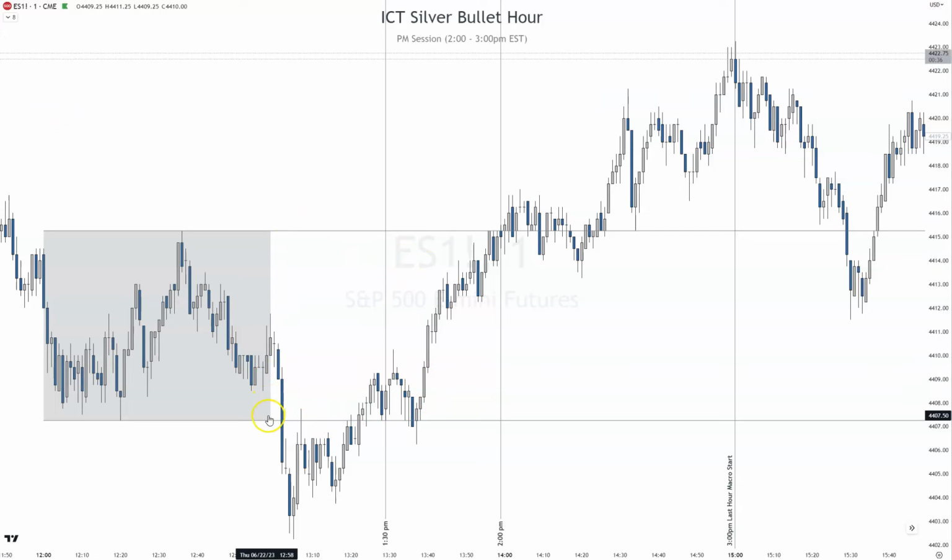So here's 1 o'clock, they sweep liquidity, comes back up. 1:30 is when the algorithm kicks in. What does it do? It comes back down and it goes below that noon to 1 o'clock line, just like yesterday, and trades back up, targeting this line up here.